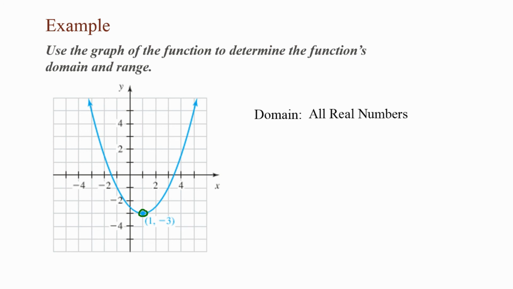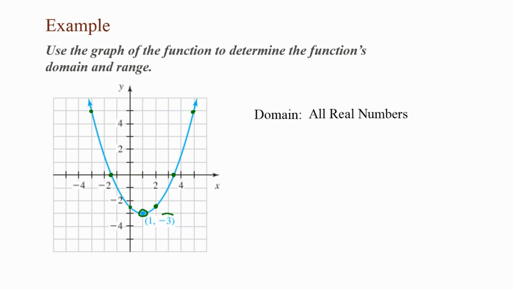For the y, it goes down from left to right, stops at (1, -3), then goes up to the right. We have a point (0, -2.5) and (2, -2.5). These are symmetric points. We also have a point at (-1, 1.5) and (3, 1.5). These are also symmetric points. (-3, 5) and (5, 5). Those are also symmetric points. The only place where we do not have a symmetric point is (1, -3).